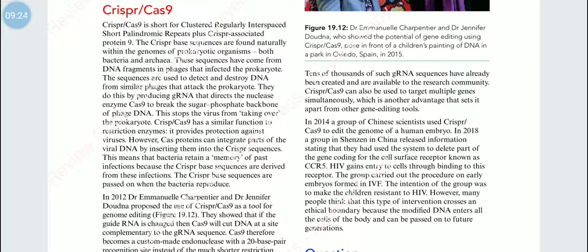The process works by producing gRNA, a guide RNA that directs the nuclease enzyme Cas9 to break the sugar-phosphate backbone of phage DNA, just like the cutting mechanism that we discussed earlier. This prevents the virus from taking over the phage DNA, and it will stop the virus from taking over the prokaryote.